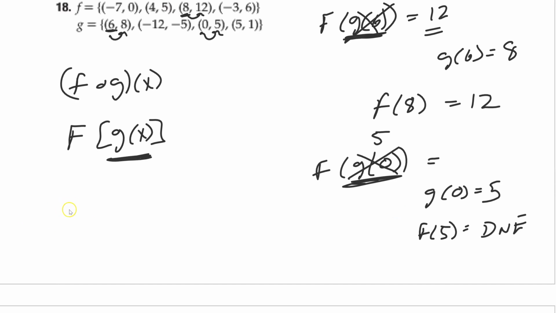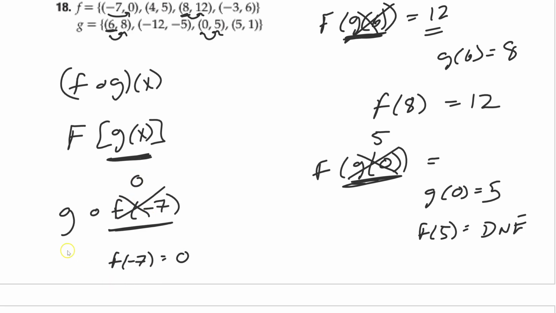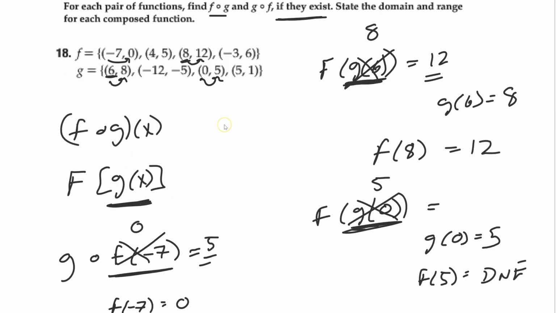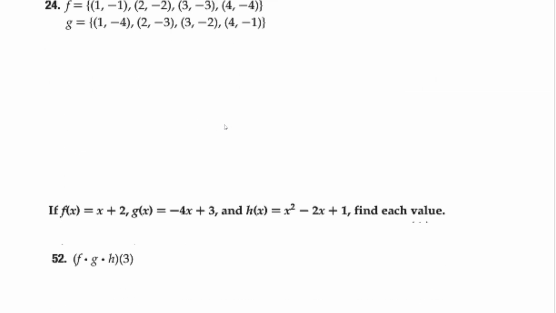But we could go backwards. Let's do g of f of negative 7. Right? So again, do that one first. F of negative 7. Look at f. Negative 7 gives you 0. So this one's 0. Now we just gotta do g of 0. And g of 0 gives you 5. So this is 5. So that's how you do composition when I give you points like this. You just work your way inside out.